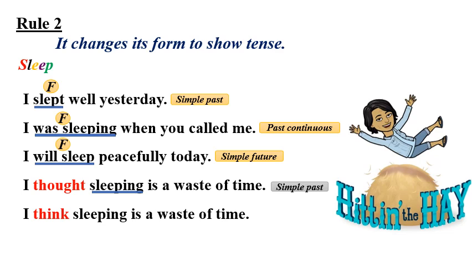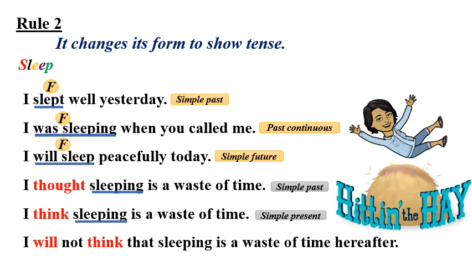Again, we understand that this sentence is in the simple present with the help of the verb think, which I have highlighted here in red. But the verb sleeping does not show the tense in this sentence also. Now look at the last example. "I will not think that sleeping is a waste of time hereafter." This sentence is in the simple future. How did we find out? With the help of the verbs will not think. Right? So even in this sentence, the verb sleeping does not change its form to show tense.